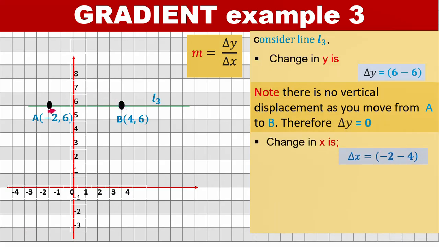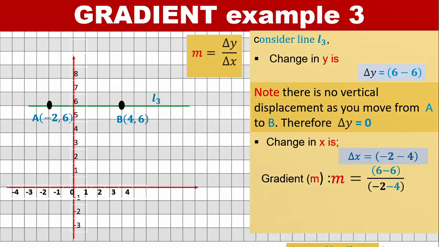In this case, there is no vertical displacement as you move from point A to point B because a horizontal line has no slope. As earlier mentioned, if you start with A for y, you must start with A for x as well. Therefore, the gradient is calculated as follows.